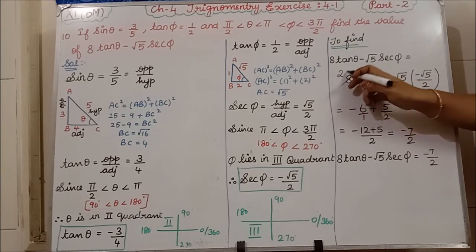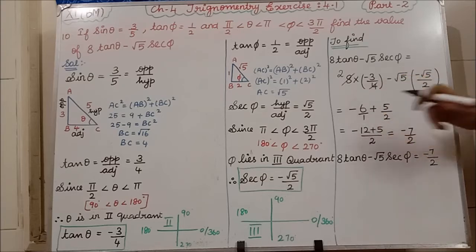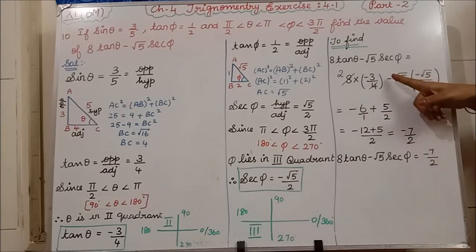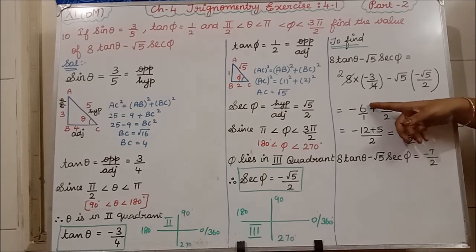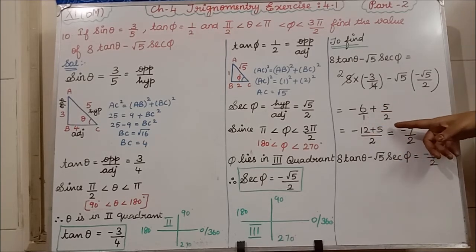So how many times? 2 times. So 2 into minus 3 is minus 6. Minus into minus is plus 5. Root 5 into root 5 is positive 5 by 2. Next step, I am doing the cross multiplication. 6 2s are minus 12. 5 1s are 5 divided by 1 2s are 2.